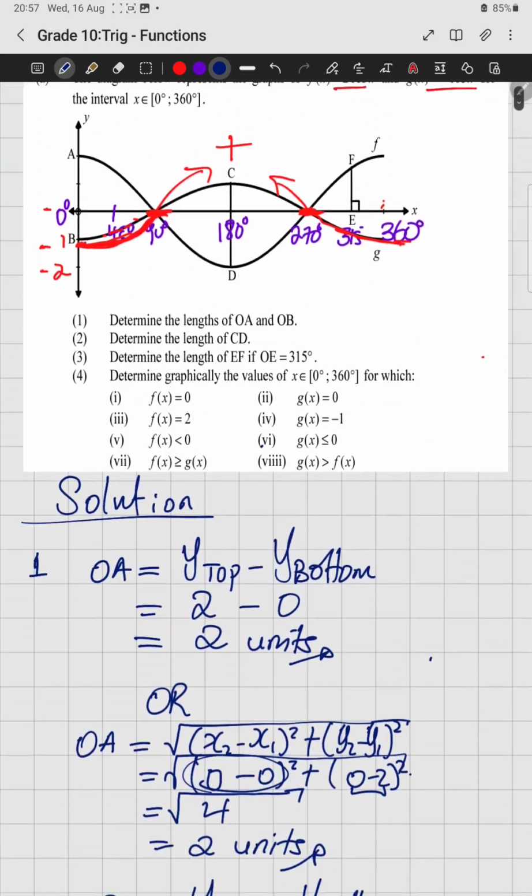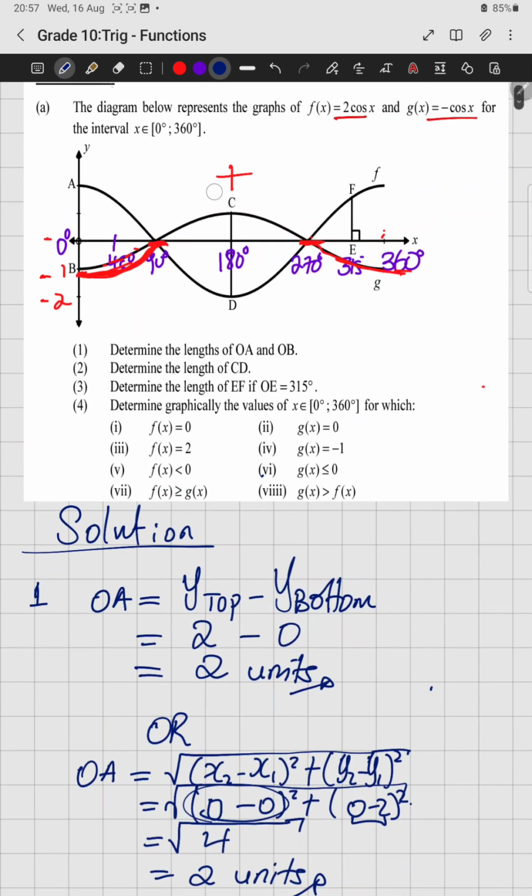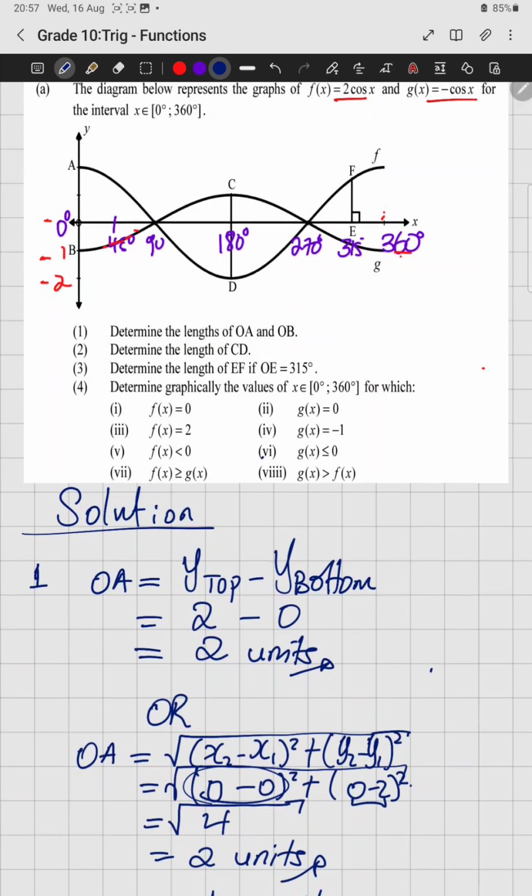And then now the next one says we're going to number 7. So we want f of x when f of x is greater than g of x, meaning that when f of x is above g of x, what are the values of x there? So let me just clear everything here. Okay, so we want that part.